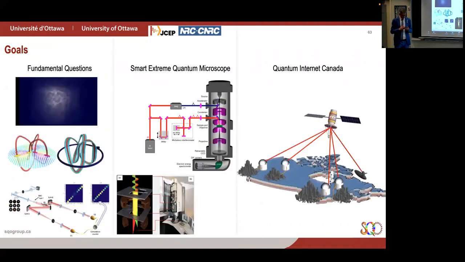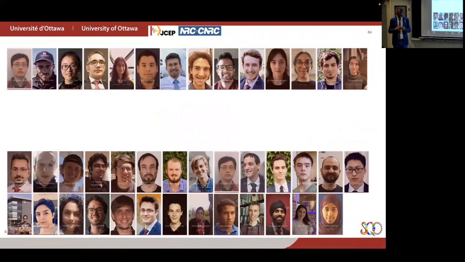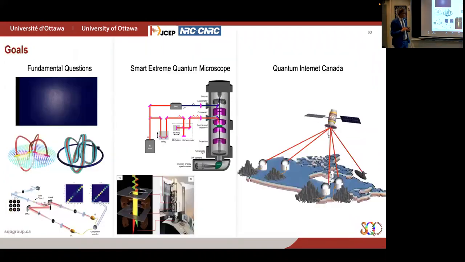And with this, I will stop here. Okay, so well, we are interested in fundamental studies, building up the first quantum electron microscope in Canada, hopefully next year, if it gets funded. And then helping with the Quantum Internet Canada, which some of my colleagues and I are trying to develop as a team.